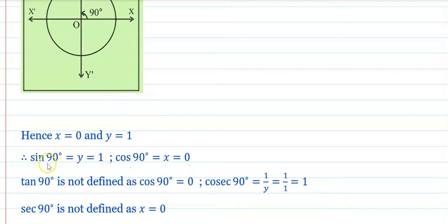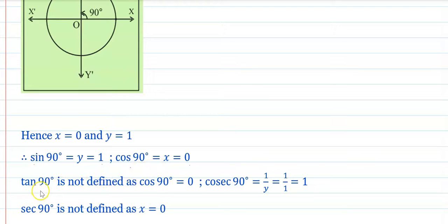आता त्याचा reciprocal. Sin चा reciprocal किती येणार? That is cosec 90, means 1 upon 1. Cosec 90 is also 1. What about sec 90? Sec 90 means the reciprocal of cos 90, that is 1 upon 0, which is not defined. Therefore, sec 90 is not defined.